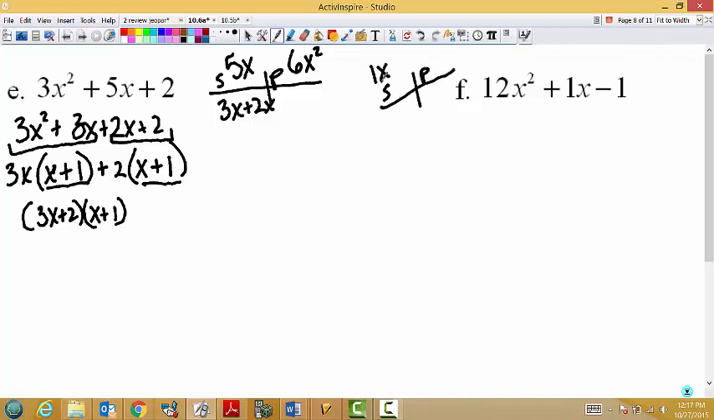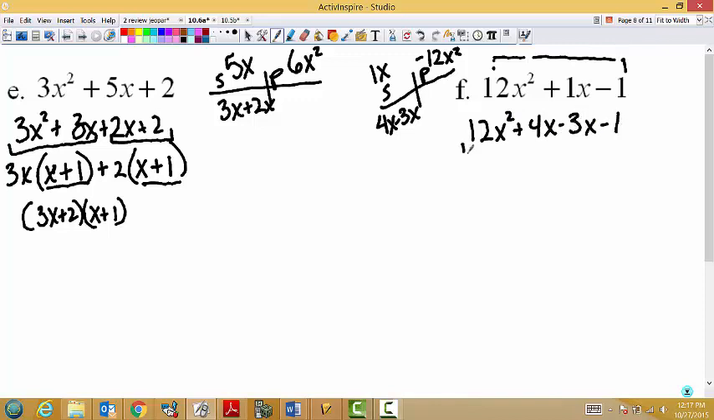So I got 1x. 12 times negative 1 is negative 12. So what multiplies to give you negative 12 and adds to give you 1? 4 and negative 3. So 12x squared plus 4x minus 3x minus 1. And this is another one of those where 12 will not go into 4, so I cannot take a 12. The biggest number that will go into 12 and 4 is 4. Whoops, x, 4x. 4 goes into 12. You divide. 12 divided by 4 is 3. 4 divided by 4 is 1.